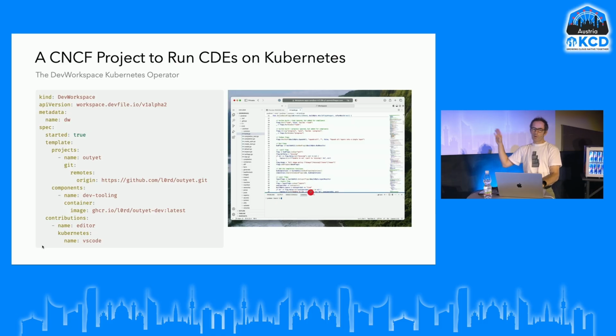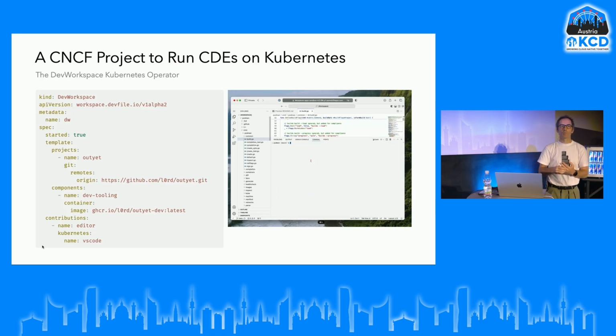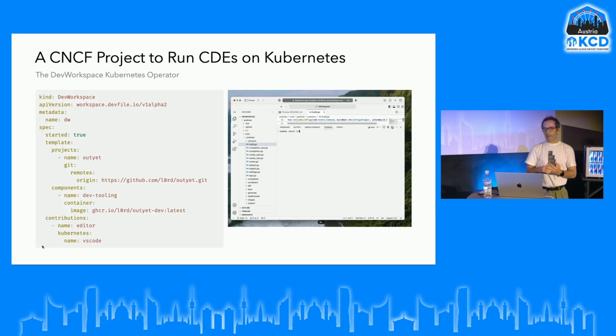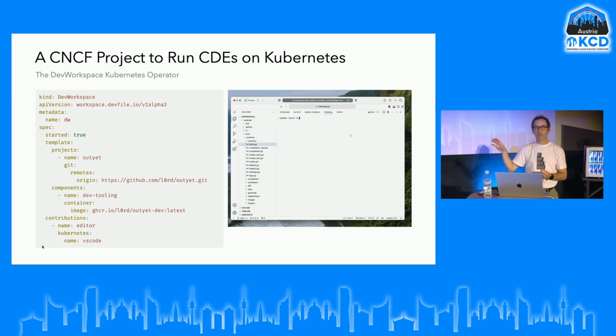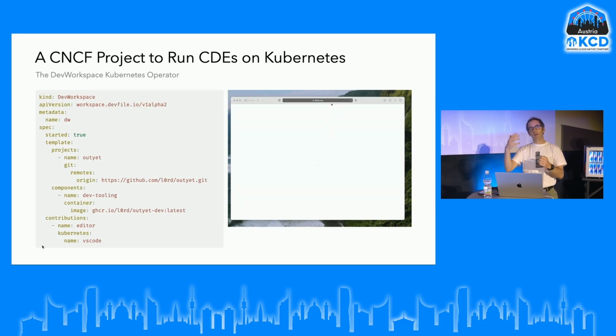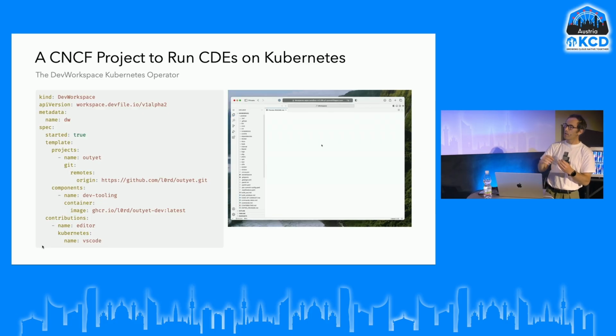So one of the projects that I've been working on in the last few years is the DevWorkspace Kubernetes operator. It's a Kubernetes operator, so it adds some custom resource definition in Kubernetes. It's a custom resource definition that allows you to specify a development environment. So it's the thing that you see at the left.